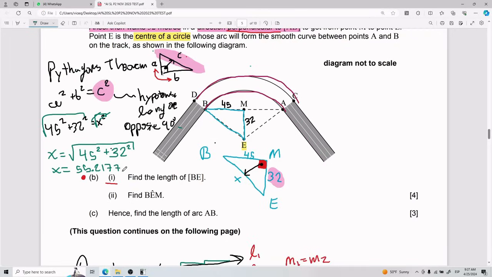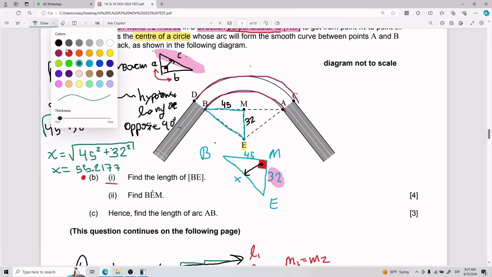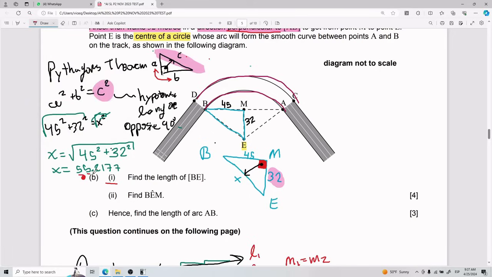55.2177. Okay? If you want to do significant figures, you would be counting 1, 2, 3, and ask yourself, do you round it up or keep it the same? Clearly, you keep it the same. So significant figures, if you want, you can leave it as 55.2. So the length of BE is going to be 55.2. That is for part B(i).